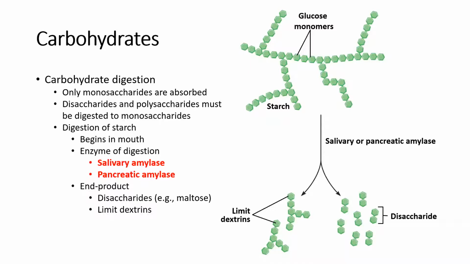Now, the end products that we usually get are disaccharides, such as maltose, and limit dextrins. Limit dextrins are actually these short branched polysaccharides. And so when we get these products from salivary or pancreatic amylase, we have to further break them down into monosaccharides such as glucose or galactose, okay? So once we get them down to those smallest monomers, glucose or galactose, let's talk about how we actually move them across the small intestinal wall.